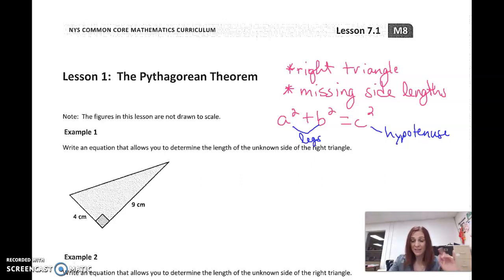The same can be said the opposite way: if this is true, then we can say it's a right triangle. We'll talk more about that later, okay? But this right here is what we're using today. That right there is the Pythagorean Theorem.